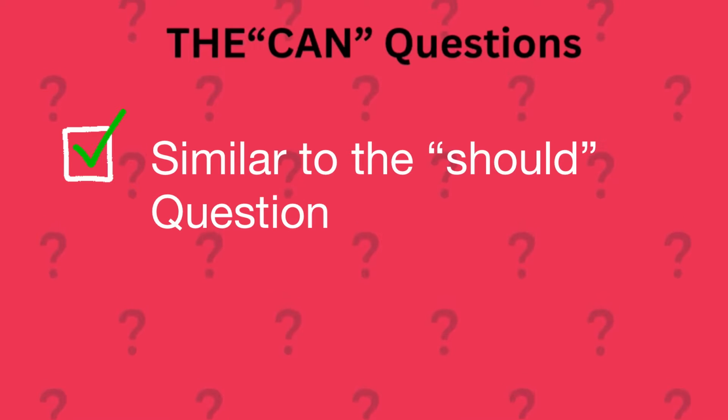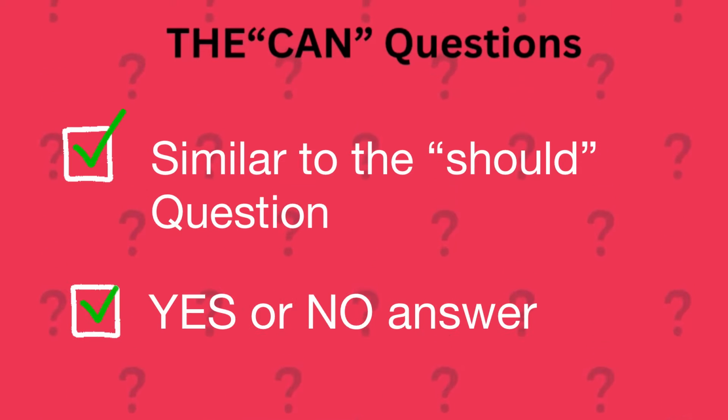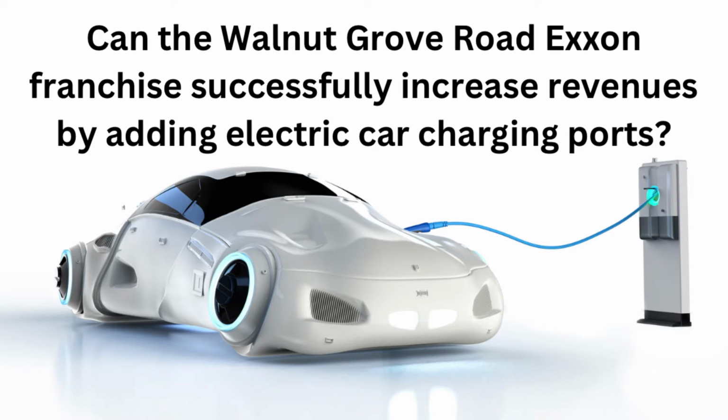The second type are the can questions. Now this is very similar to the should questions in the sense that the answer is clearly either going to be a yes or a no. Now let me give you an example. For example, can the Walnut Grove Road Exxon franchise successfully increase the revenues by adding electric car charging ports?